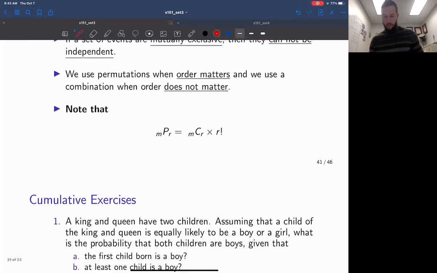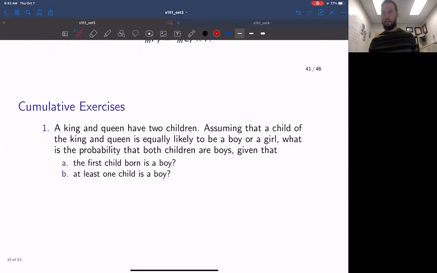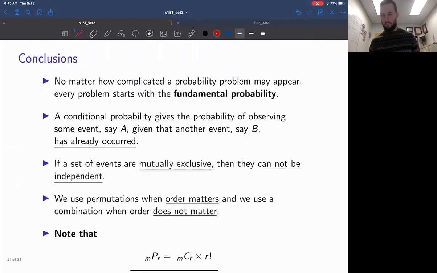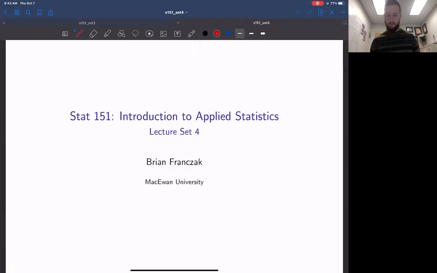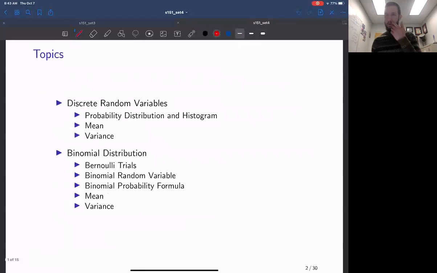All right, so there are some exercises at the end of the lecture set, as per usual, just to get additional practice with this stuff. And now we're going to move on into lecture set number 4, which we need for the next assignment. Lecture set number 4 is a shorter lecture set. It only has 2 topics, which are discrete random variable definition and some calculations associated with them. And then we discuss a special type of discrete random variable called a binomial random variable.